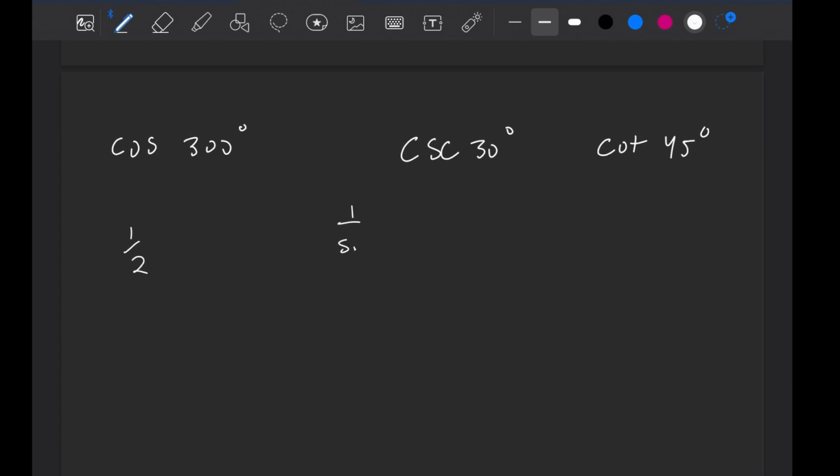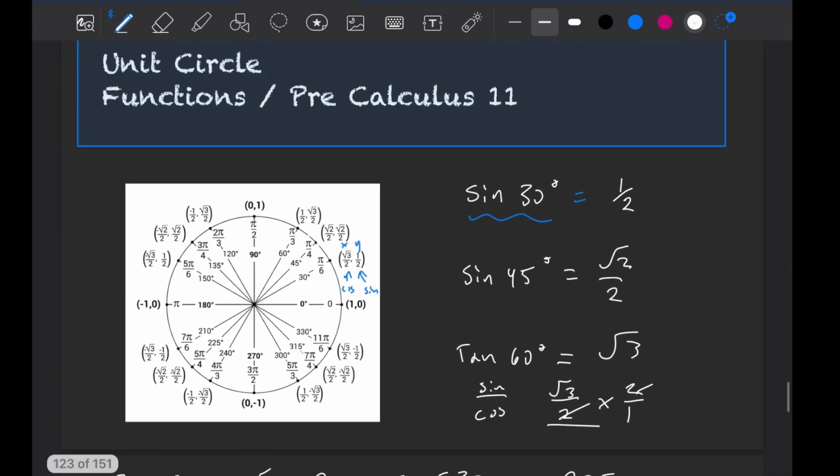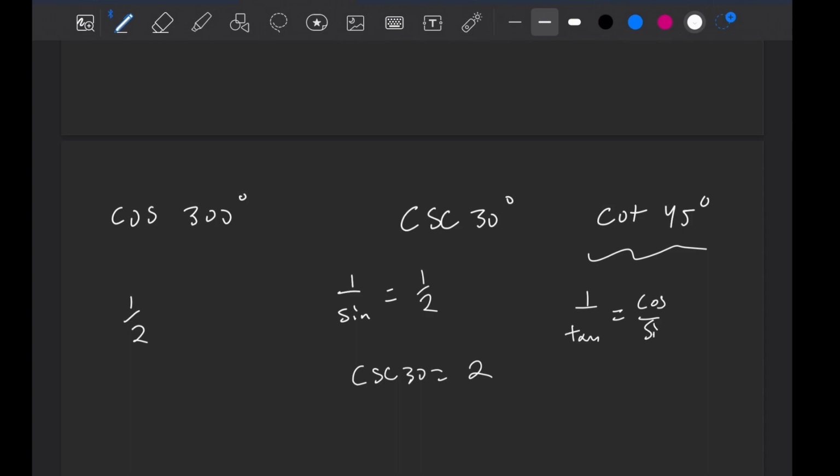Cosecant is 1 over sine, so if we can figure out what sine of 30 is, we can figure this out, so that's just a 30-degree reference angle. And then we know sine is 1/2 for 30. So then 1 over sine is equal to that, so then if you flip it over, cosecant 30 is equal to 2. And then cotangent of 45 is just 1 over tangent, which is the same thing as cosine over sine for 45 degrees. So that's going to be root 2 over 2 over root 2 over 2, which is just 1.